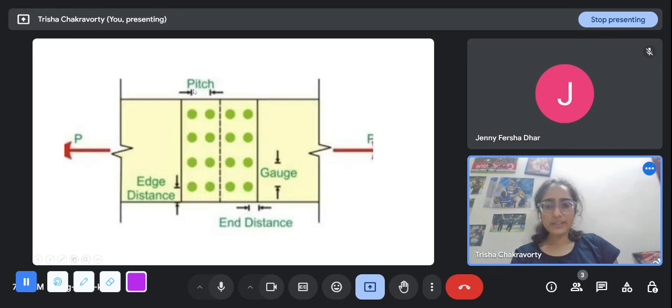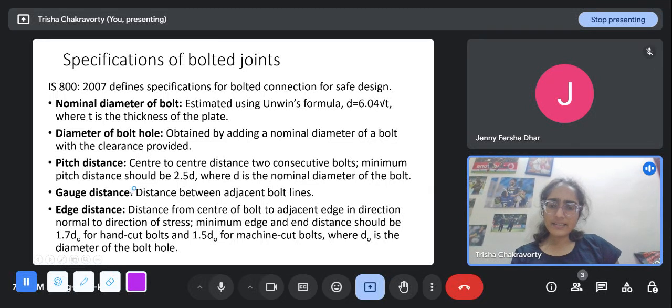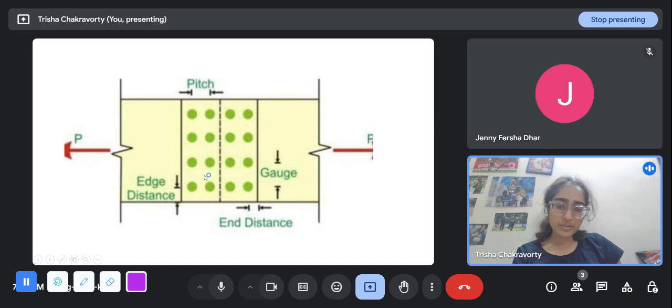This is how the force is acting. So along the line of the force action, pitch is the distance between the two bolts. Gauge distance is the distance between two adjacent bolt lines. So gauge distance is measured perpendicularly. So this is a bolt line, this is a bolt line, this is a bolt line, this is a bolt line. The bolt lines lie along the action of the force, and gauge is the distance between the two bolt lines measured perpendicular to the force action.